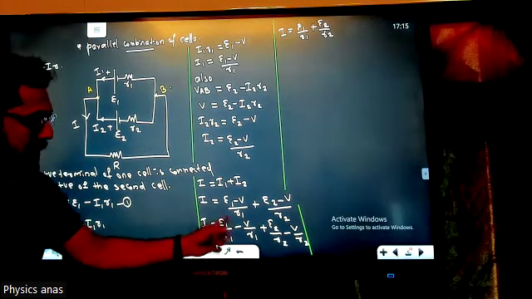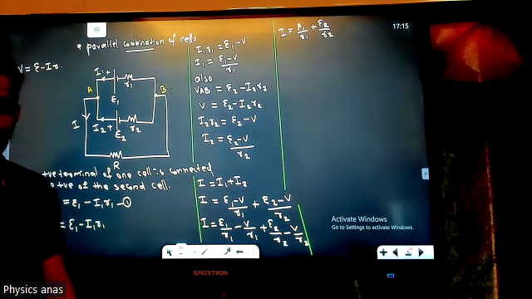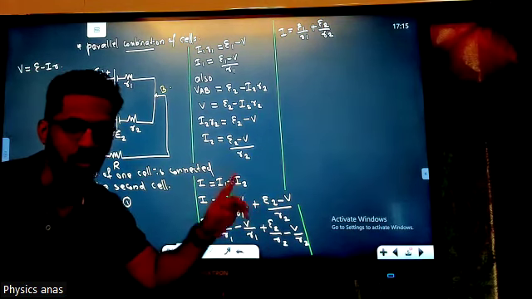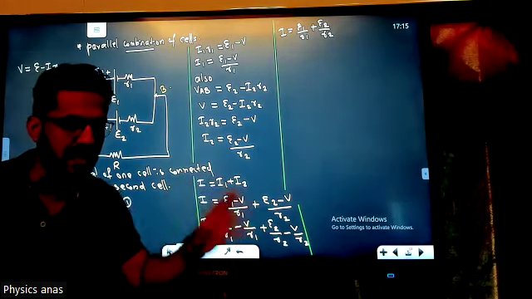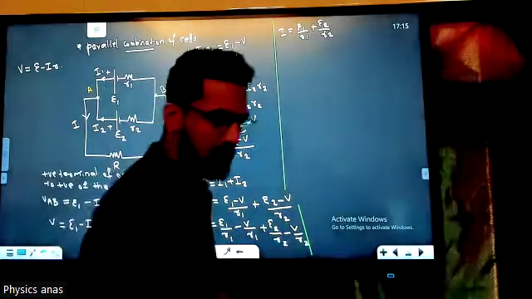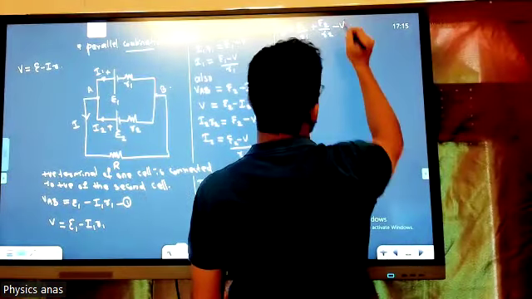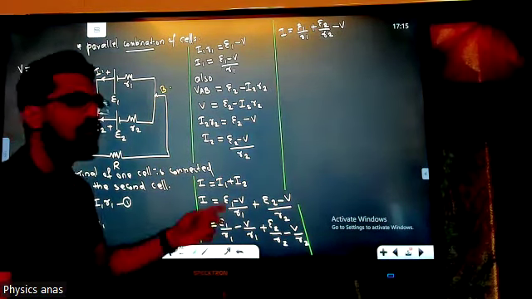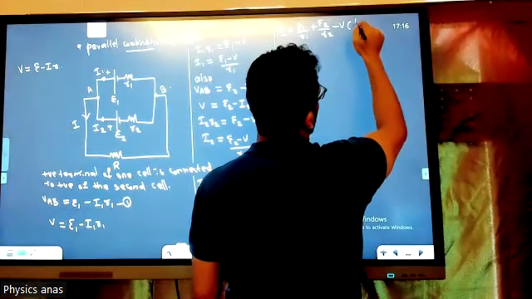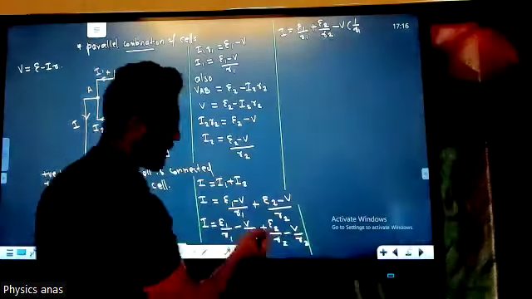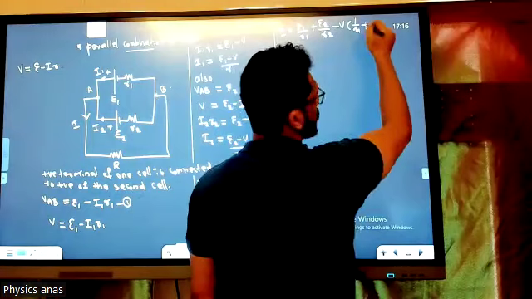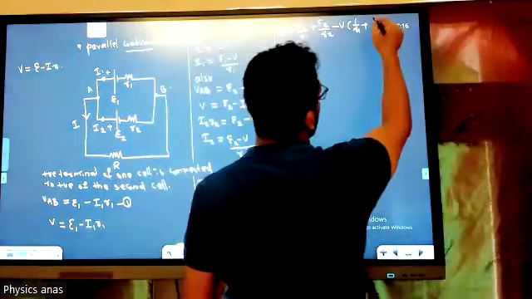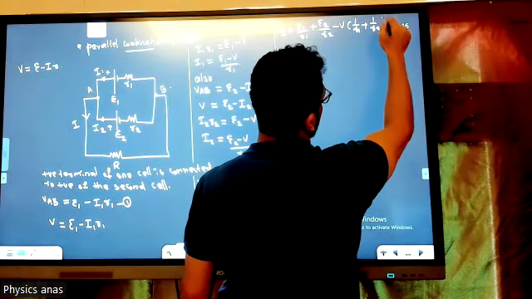And just look at it. Minus V is a common term: minus V by R1 minus V by R2. So you can take out this minus V as a common term. If you take out minus V, what will be inside the bracket? Inside the bracket, you have 1 by R1 plus 1 by R2, because you have taken out minus V.